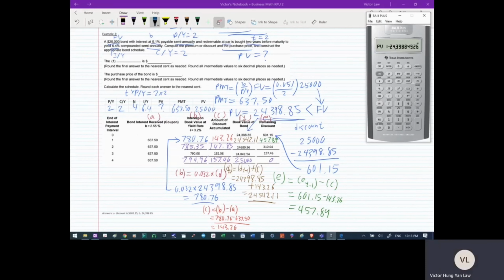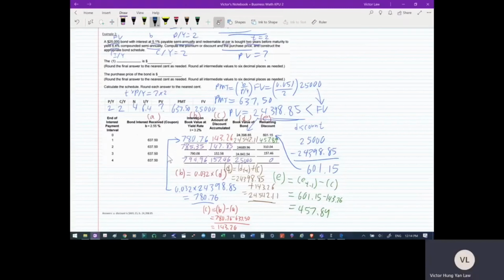We know that our present value is less than the face value of $25,000. Therefore, this is a discount. We're buying the bond at a discount, and the discount amount is 601.15. When we subtract the present value from the face value, the difference is your discount, the 601.15.